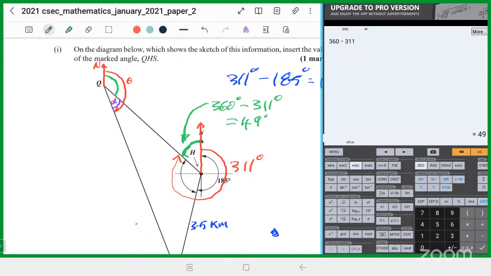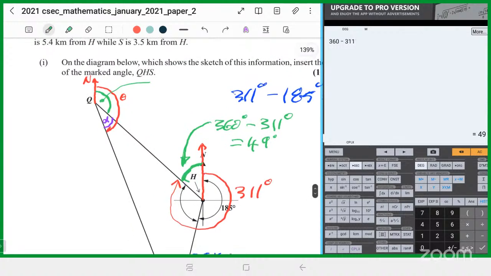And then the 49 and the angle up here are co-interior. So it means that this other green angle inside here, co-interior with the 49, and they are supplementary. So this other green angle up here now becomes 180 degrees minus 49 degrees.